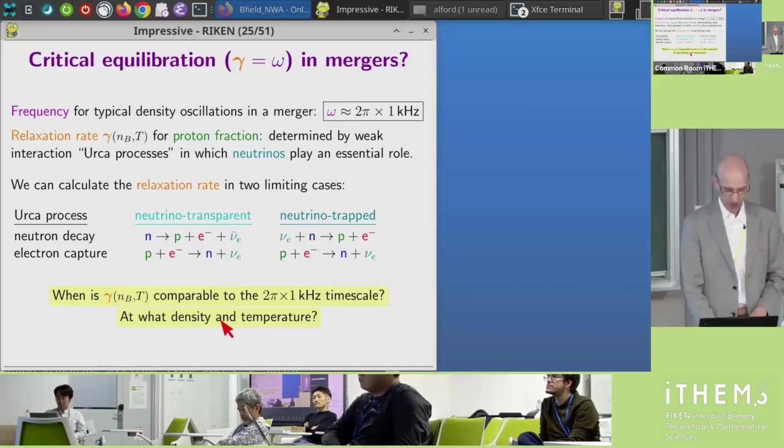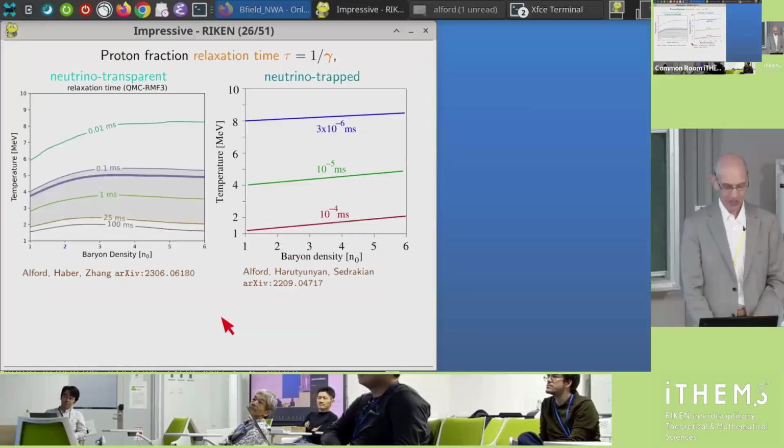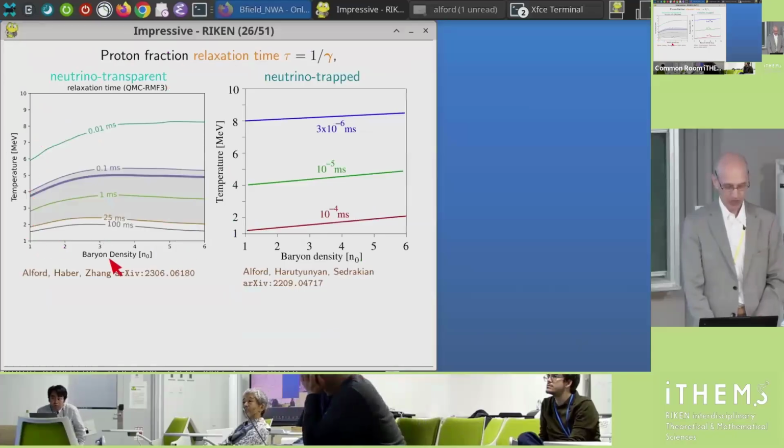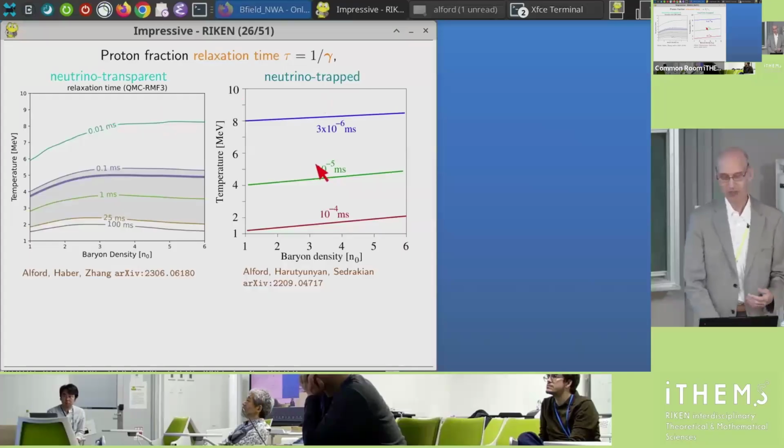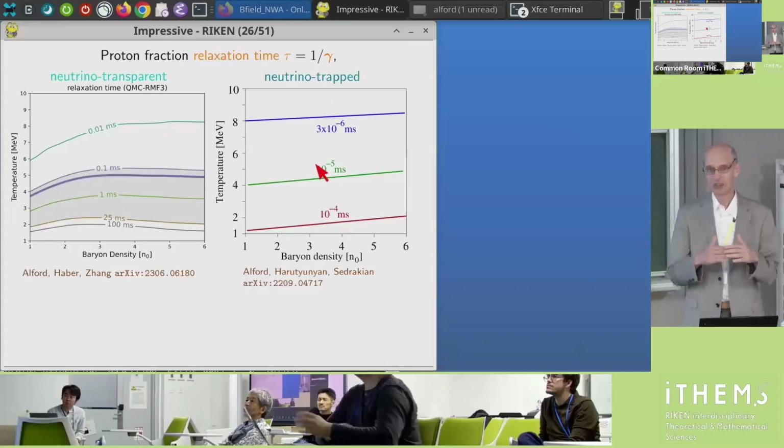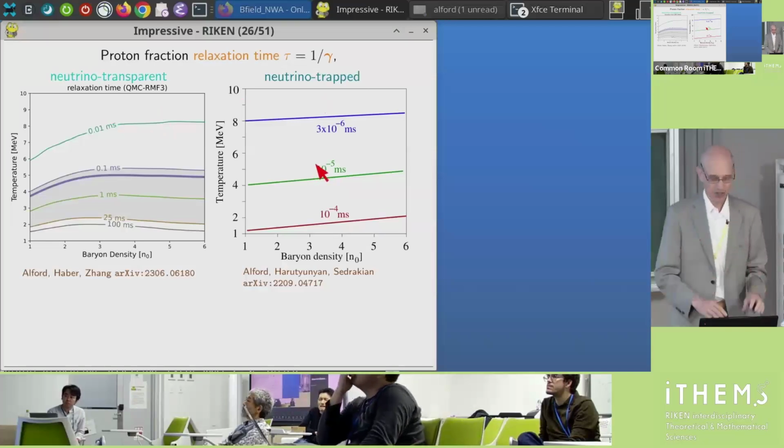So I'm just going to cut to the answer. I'm just going to show you the answer to this question, and then we'll go from there. So here is a plot of the proton relaxation time. I've converted it from a rate to a time. We're going to do these sort of plots over and over again in this talk: density along the bottom in units of saturation density, temperature up the side in MeV. The right-hand plot is from the neutrino trapped regime, and the left-hand plot is the neutrino transparent regime. They're covering the same range of temperatures. Really, transparent is lower temperatures and trapped is higher temperatures, but I just want to make it easy to compare.